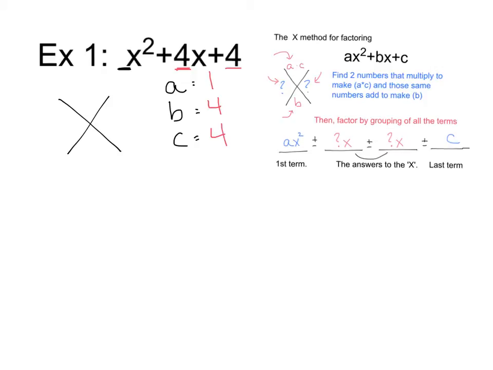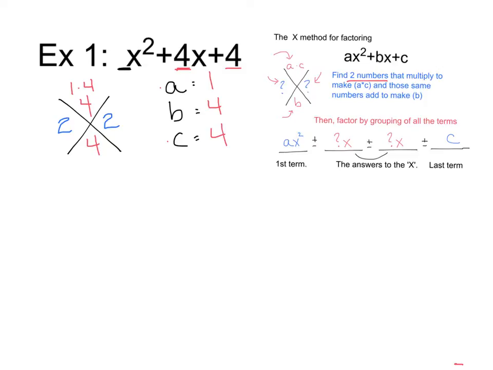So on top we have A times C, or 1 times 4, which is just 4. On the bottom we have our B term, which is, again, just 4. So now we've filled out our X, and we want to go ahead and find two numbers that multiply to make A times C, and then add up to make B. As we look at this, we should see pretty quickly that the values that add up to make 4 and also multiply to make 4 are going to be the numbers 2 and 2. So those will be our unknowns or our question mark values.